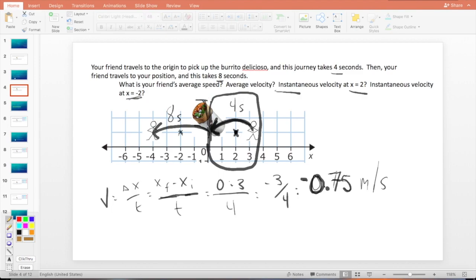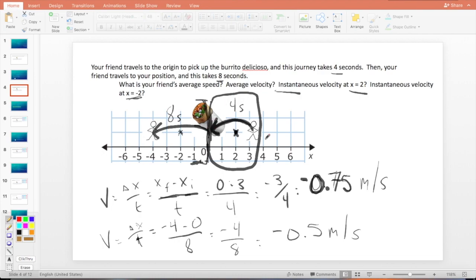So now I'm worried about this part. -4. Where did he begin? Remember, we're just looking at this leg of the journey. So for our purposes, that's beginning at point 0, the origin. And how long did that take? Once again, just this leg of the journey, 8 seconds. -0.5 meters per second. That's the instantaneous velocity for this next leg of the trip.